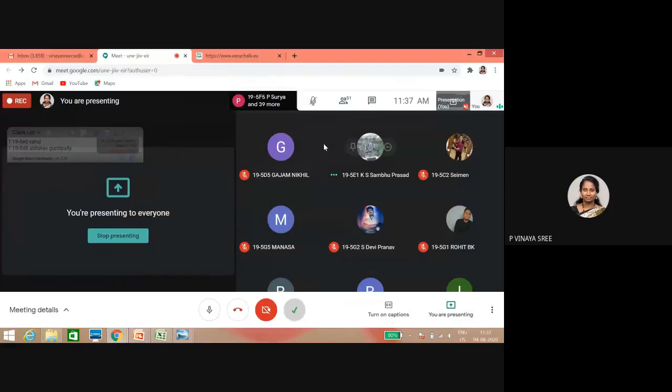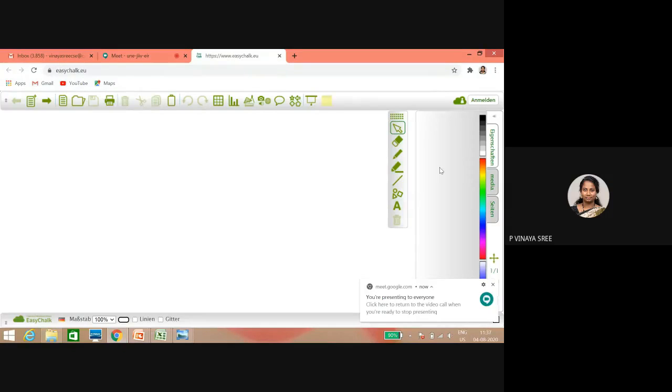Size of registers. Anyone? Will it be in terabytes and gigabytes like that? No, ma'am, it will be in megabytes. No, ma'am. It will be in bytes, right?